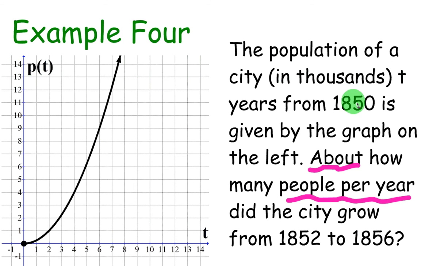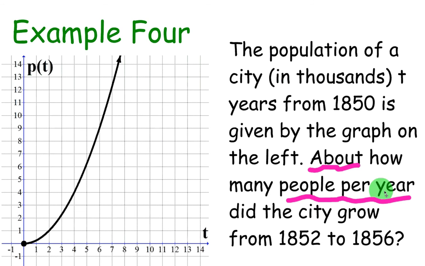T years from 1850. So this right here is 1850, okay? This is 1 year after 1850, so it's 1851. If you go all the way to 14, that'd be 1864, 14 years after 1850. And here's your graph, okay? So this is years, and this is thousands of people.